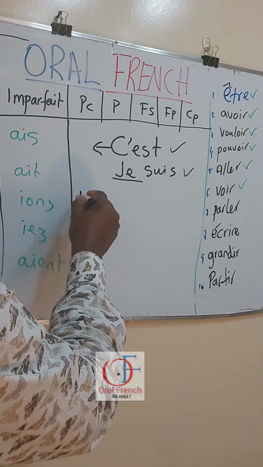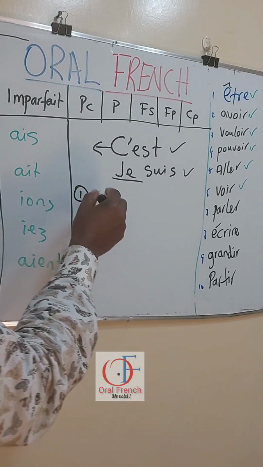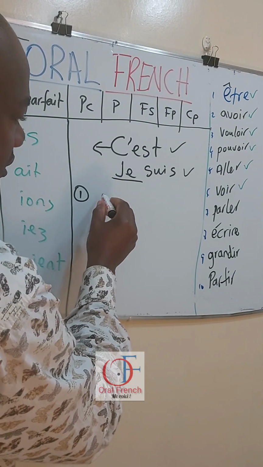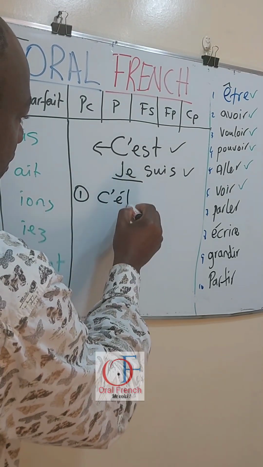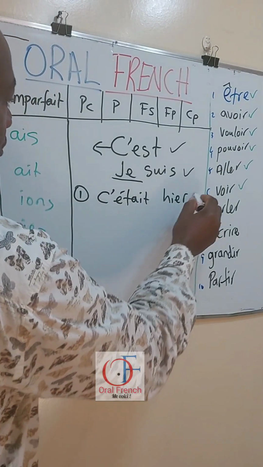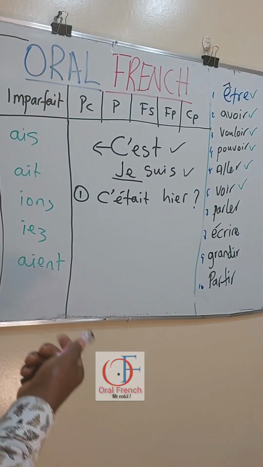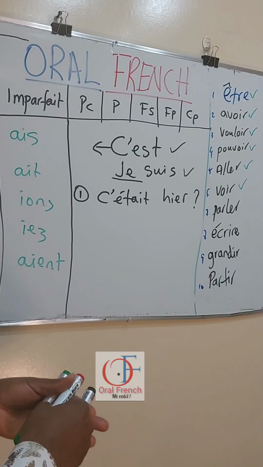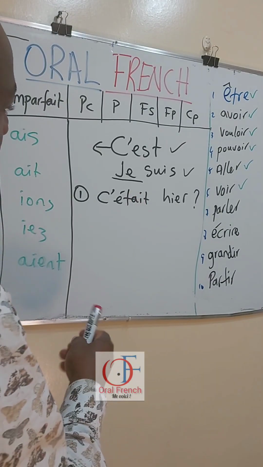So taking an example now with that verb être, we are going to notice that someone can pose a question like, was it yesterday? C'était hier, for example. Was it yesterday? How does this était come in now? This is the imperfect of this verb être.